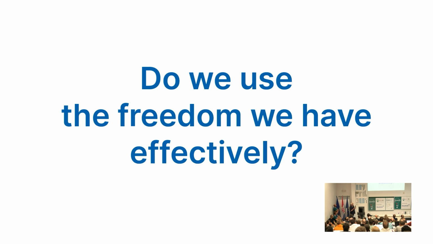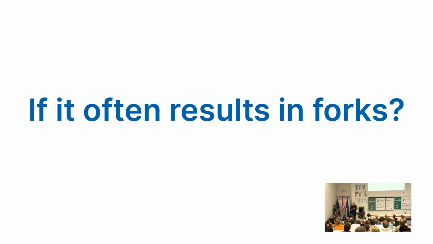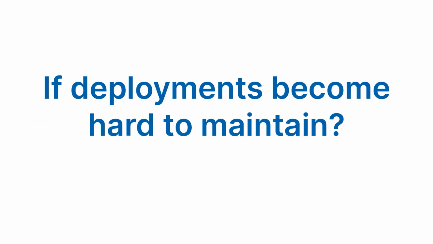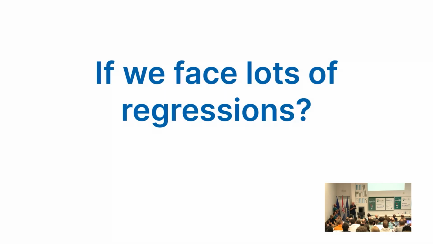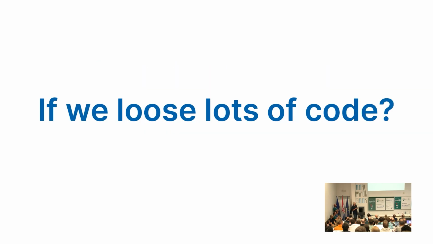But, and this is kind of the warning part, do we use that freedom that we have effectively? Often we have many, many forks. We make deployments at organizations that become really hard to maintain. We face a lot of regressions when we do updates of our forks. And then we also lose a lot of code. So there's a lot of people that are implementing their own stuff. And then when they need to upgrade, they either lose it or find something similar in the main code base. A lot of effort lost.